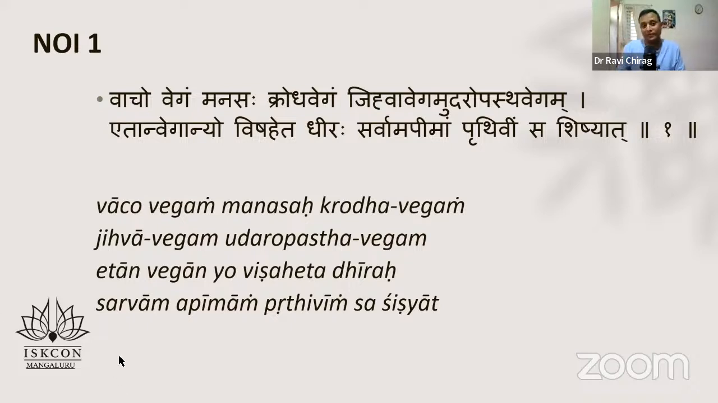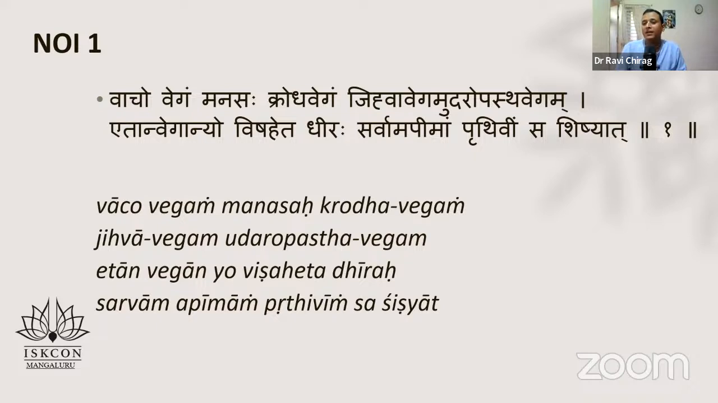Then etan vegan yo visaheta dhira. Sahana means one who is tolerating these urges. A person who is tolerating all these urges is called a dhira, a sober person. Etan vegan yo visaheta dhira, sarvam apimam prithvim shishyat. He can make all the prithvi, all the earth, his shishya. So he can make disciples all over the world.